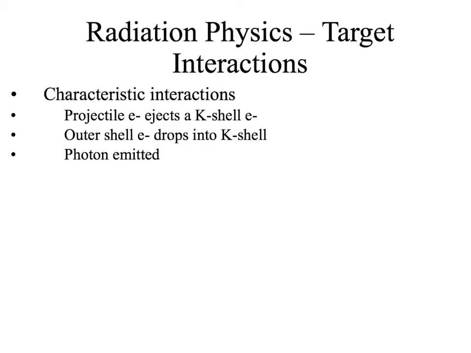Boring old characteristic interactions, where a projectile electron ejects a K-shell electron, and then an outer shell electron drops into the K-shell, and a photon is emitted. Now that photon's going to be pretty weak, and it's not usable for diagnostic X-ray because it would just hit the patient's skin, be attenuated, and give us no information. So that's largely why we use things like filtration. We want to filter out characteristic X-ray production from the patient because it just contributes to the patient dose. It has no diagnostic value.